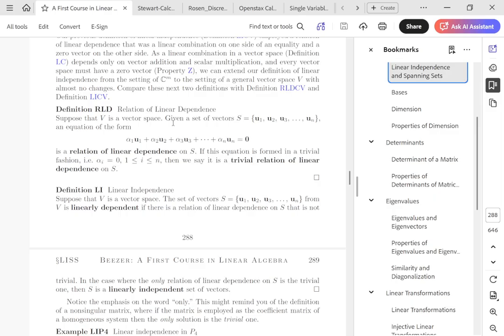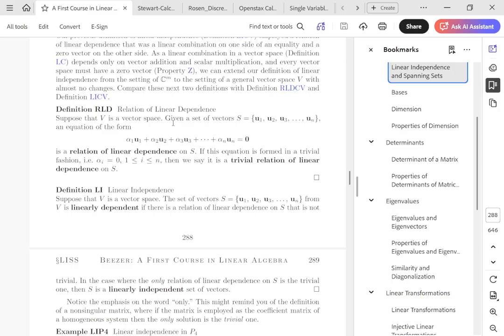An equation of the form, again, same as before, alpha 1 vector U1 plus through alpha n vector U sub n is equal to the 0 vector, is a relation of linear dependence. All right, so exactly the same. The only thing here is that the scalar multiplication and the vectors themselves are just abstract objects. Maybe it is a column vector, maybe it's a polynomial, maybe it's a matrix. And this idea of linear independence is also exactly the same here.